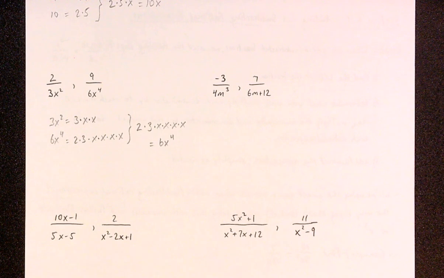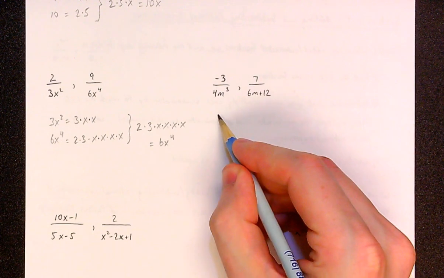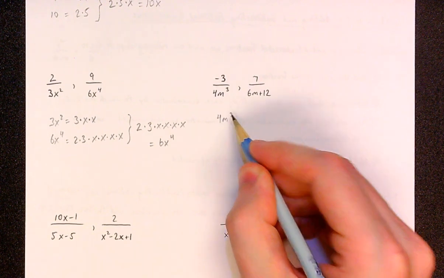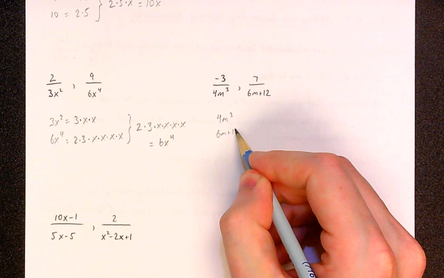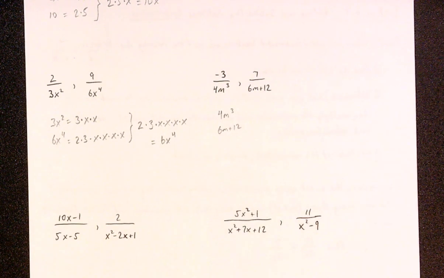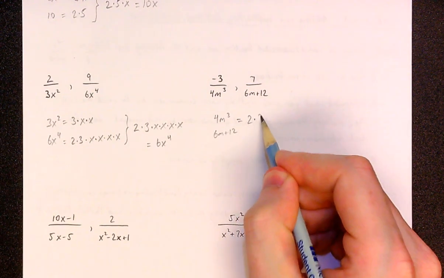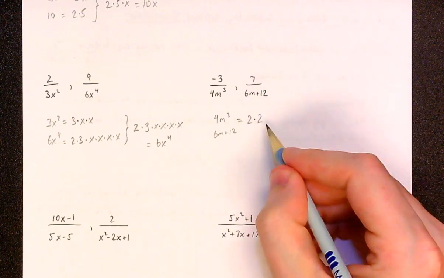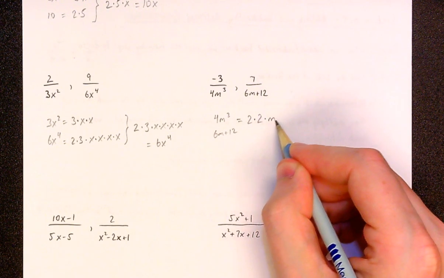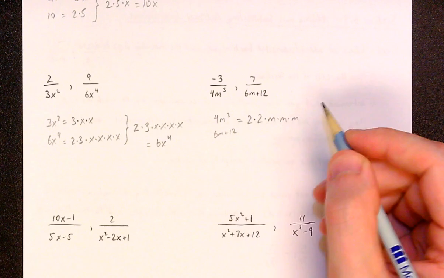All right, now let's kick it up one little notch. Let's get some other factors involved here. 4m cubed and 6m plus 12. All right, this 4m cubed here. Well, 4 is 2 times 2. Great. And then the m cubed is m times m times m.